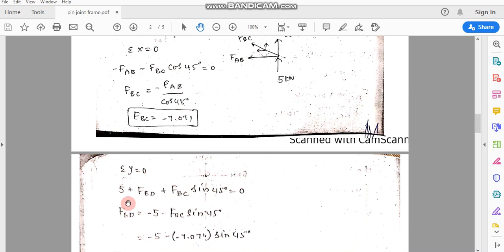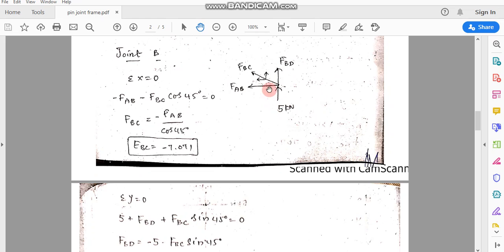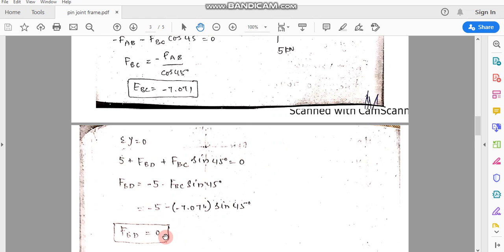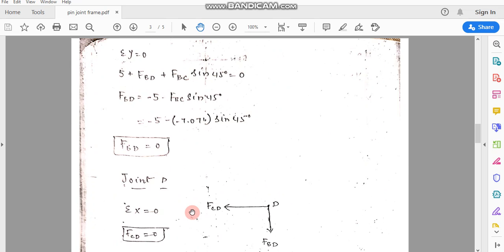Then sigma y is equal to 0. In the same figure, we get 5, which is going in the upward direction, then plus FBD, which is again going upward, plus FBC sin 45. So finally, FBD is 0. Why? Because if you multiply this, you'll get plus 5. So 5 plus 5 minus 5 plus 5 will become 0.